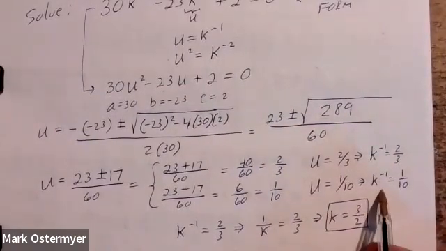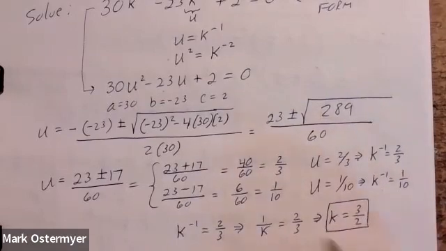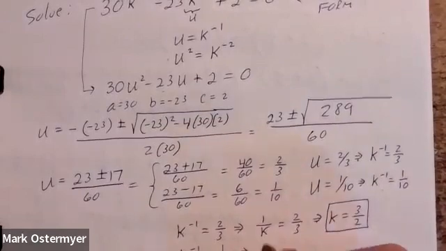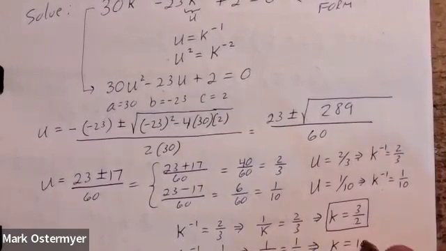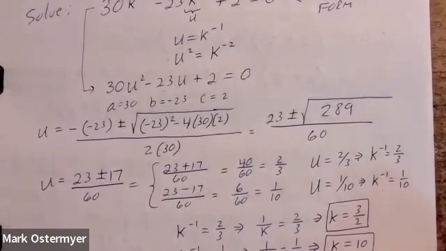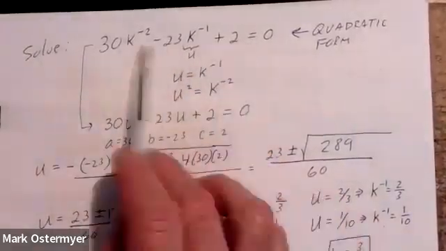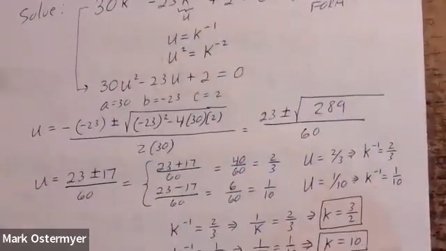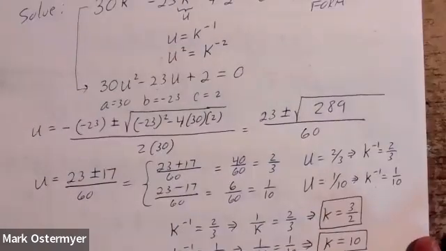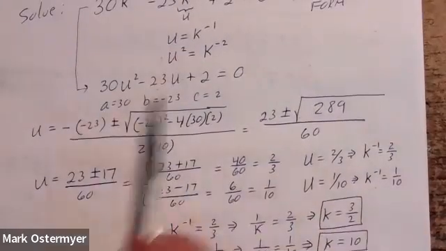Solving this other equation, k to the negative 1 power is equal to 1/10, is implying that we really have 1 over k is equal to 1/10. Reciprocating both sides implies that k is equal to 10. Ladies and gentlemen, we're done. We have our solutions to the original equation in the variable k. So the two solutions for this equation are 3/2 and 10. And we showed you how to get those solutions by implementing a u substitution.